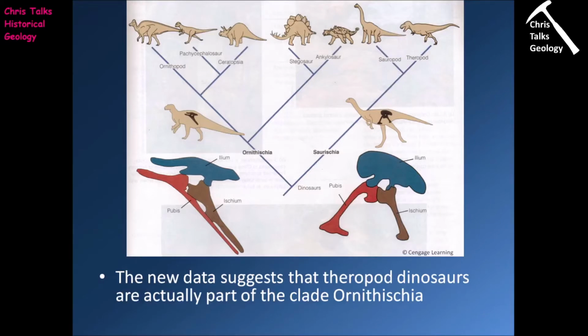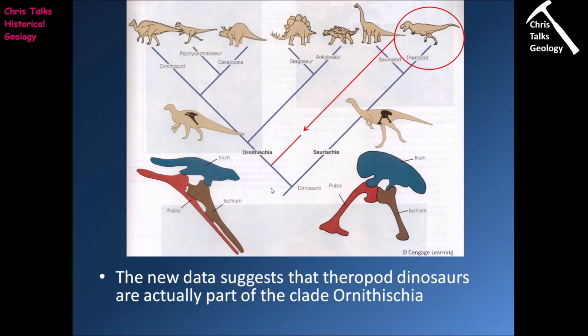So the change we're looking at is to do with the theropods. The study seems to indicate that the theropod dinosaurs may not actually be part of the Saurischian dinosaurs, they may actually be part of the Ornithischian line. And this would suggest that the theropods should not be up here, but instead they should actually be located down here at the base of the Ornithischian family line.